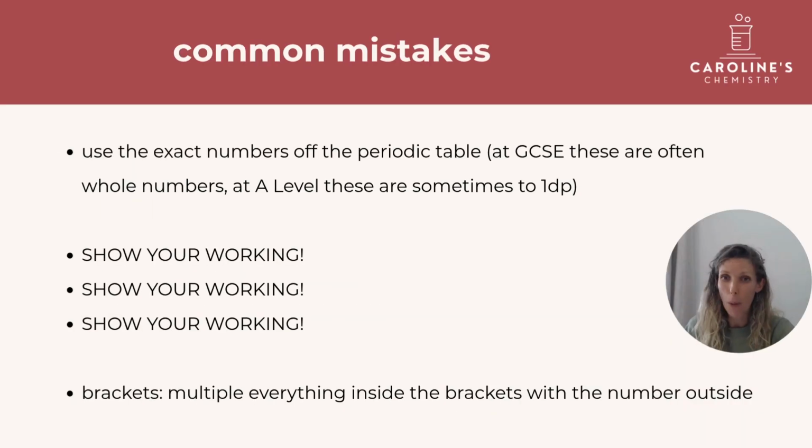Now let's look at some common mistakes. So common mistakes, don't rely on your memory. Use the exact numbers off the periodic table. Now at GCSE, these are often given as whole numbers, but be aware that some exam boards, when they provide you with a data sheet with a periodic table on, sometimes those numbers, those relative atomic masses, can be to 1 decimal place. Don't start rounding them. So make sure that you use that whole exact number.